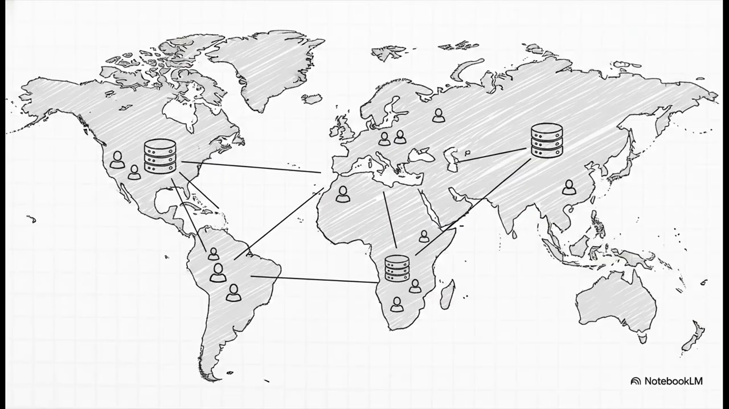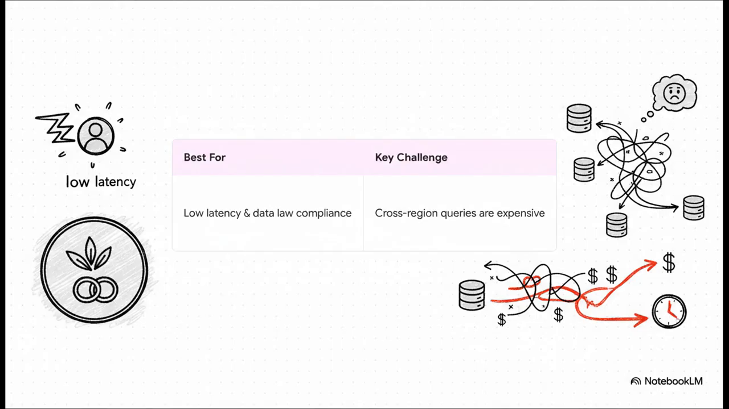And finally, we have geo-based sharding. This is pretty much essential for any global application. It's simple. You just partition your data based on where your user is physically located. So users in North America, their data is stored on servers in North America. Users in Europe, their data is stored in Europe. You get the idea. The benefits here are massive.